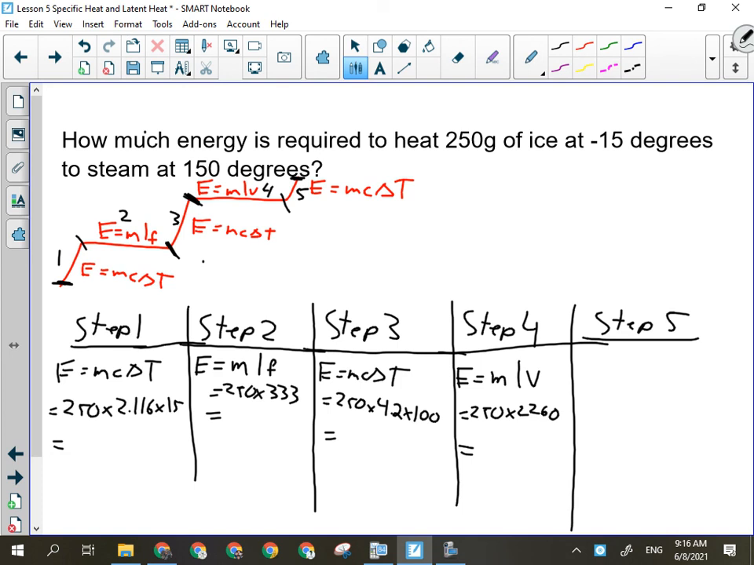Okay, and then step 5, I've now evaporated all the water. I have steam at 100 degrees Celsius. If I continue to add energy, the steam is going to get hotter, right? Since the temperature is going to change, I'm back to this: E equals mc delta T.